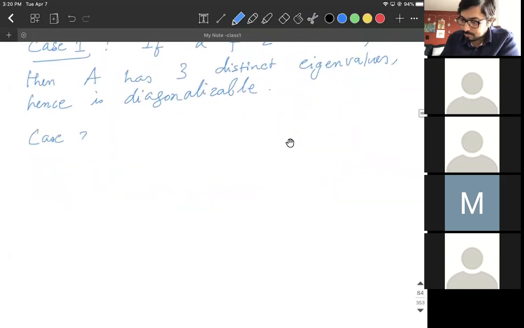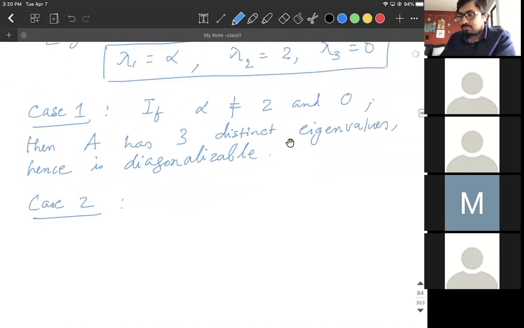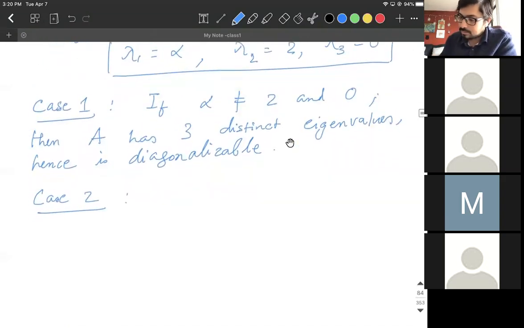So now case 2. Now alpha can be either equal to 2 or equal to 0. So let alpha equal 2. Okay, so that's the second case.